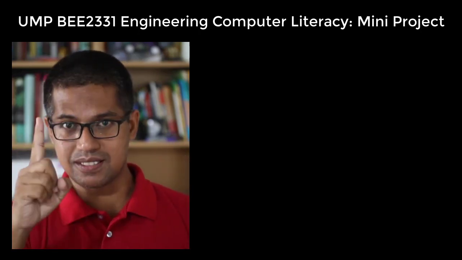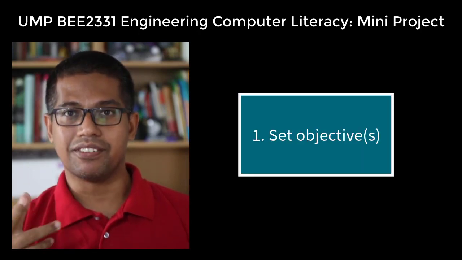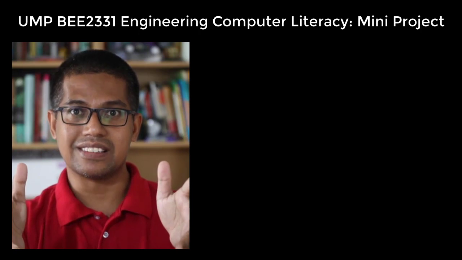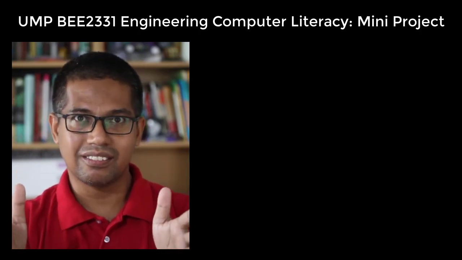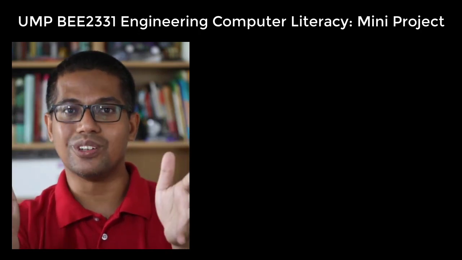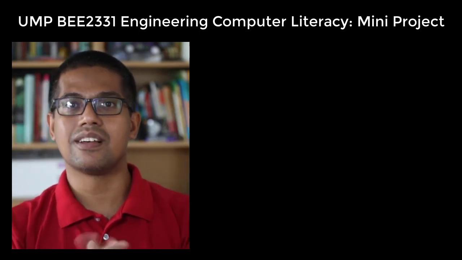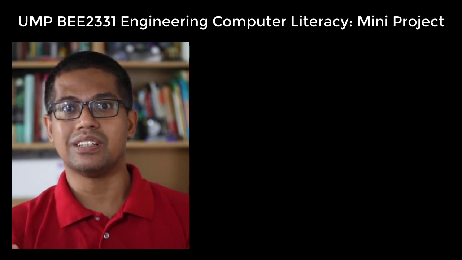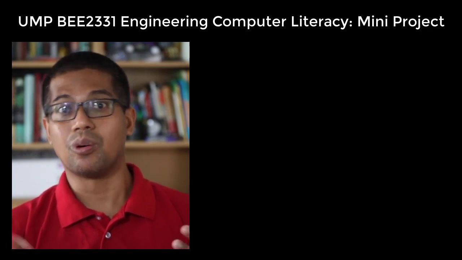First, the objective. You need to know what you want to know that is not known yet. What do you want to know that is not known yet? For example, you want to know how UMP students spend their time at home.